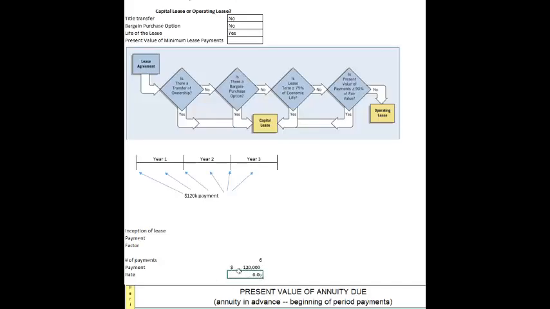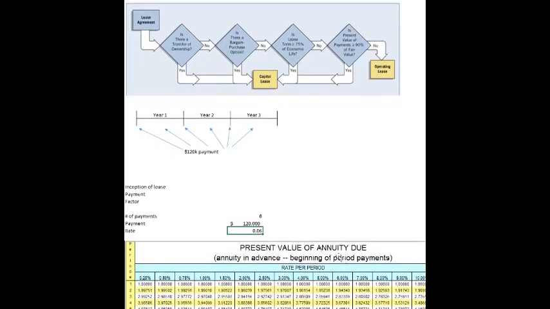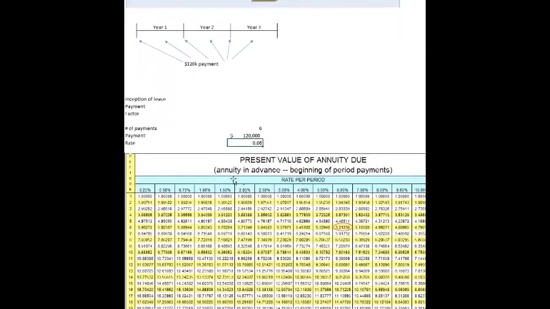I need to figure out what the present value of this is. And if we use the table, we've got to first identify whether this is an ordinary annuity or an annuity due. An ordinary annuity would say we make payments at the end of the period, and we don't do that here. We make a payment right up front. So if we make a payment up front, that's an annuity due. So I've got a present value of an annuity due table here. I go over to 6%. I go down to 6 payments, and I've circled it in red. 5.21236 is my factor.